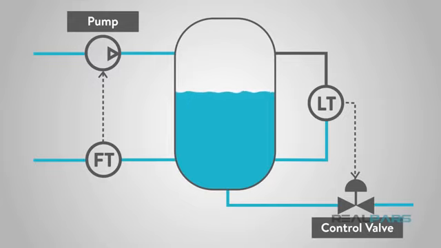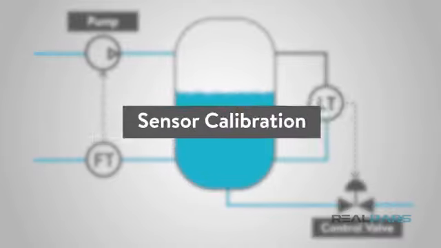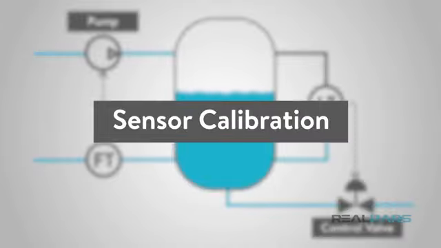So how does a plant maintain the operation of these sensors to guarantee that the actual value of the process is sensed and passed to the control system? In this video, we will learn that the answer to that question is sensor calibration.